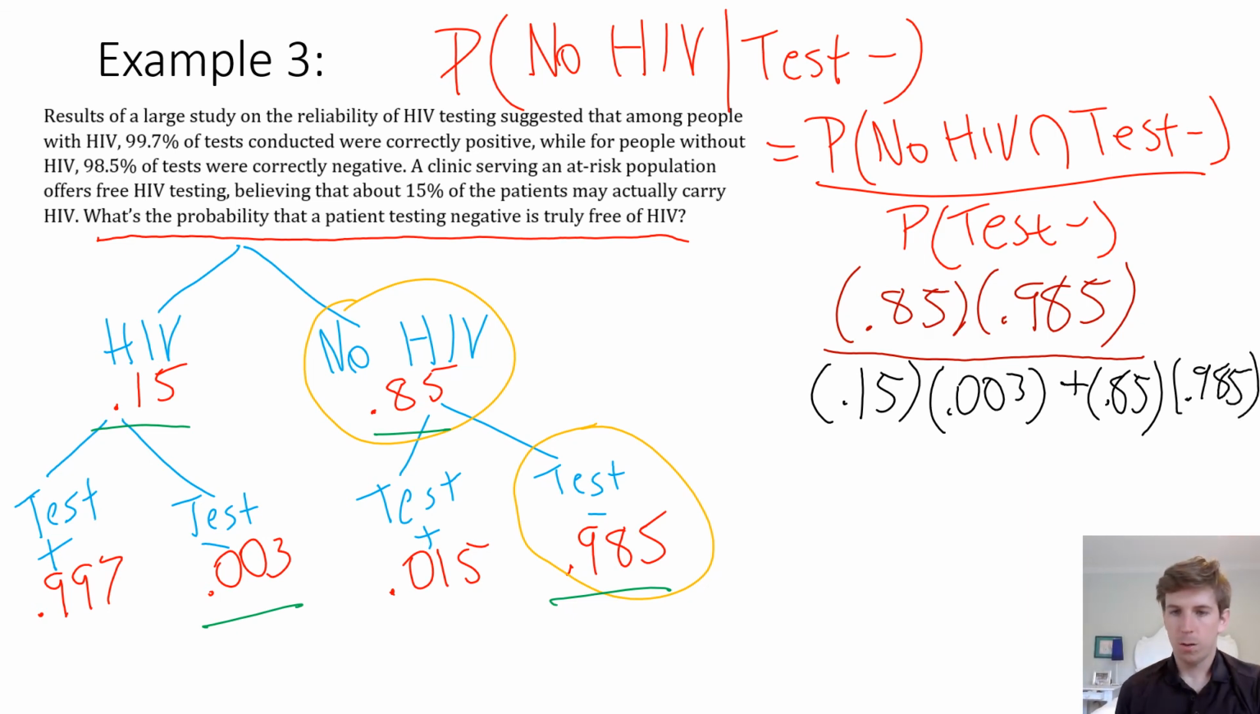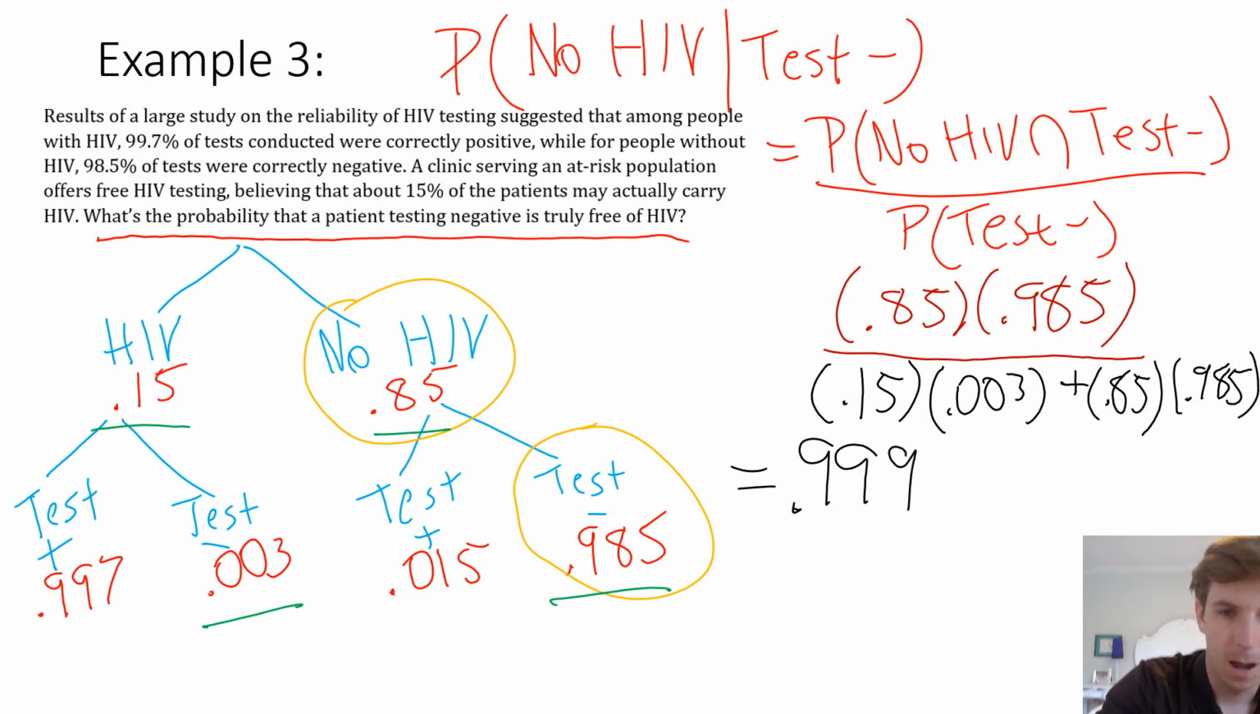All right, I'm going to throw that in the calculator. Be very careful about your order of operations here. If you're entering the whole thing in one fell swoop, make sure you include the necessary parentheses. And I get 0.999. All right, so it's good news. This test works pretty well. If you test negative, there is a 99.9% chance you are truly free of HIV.